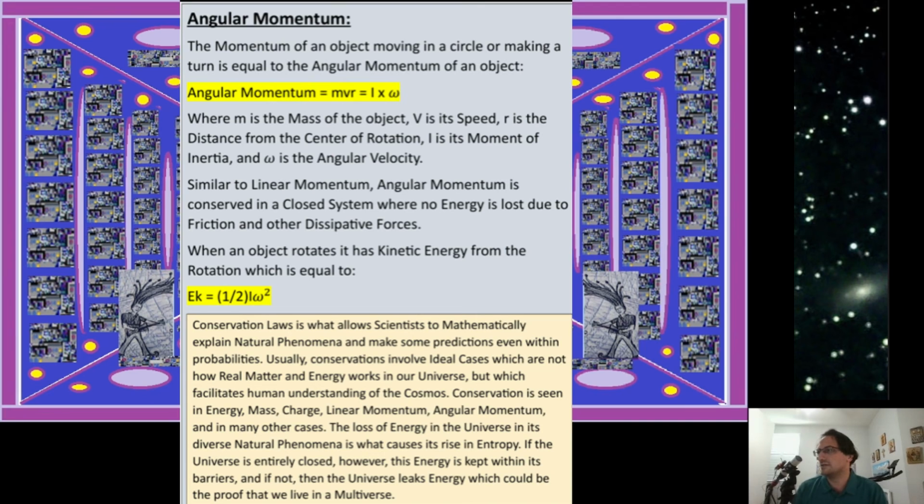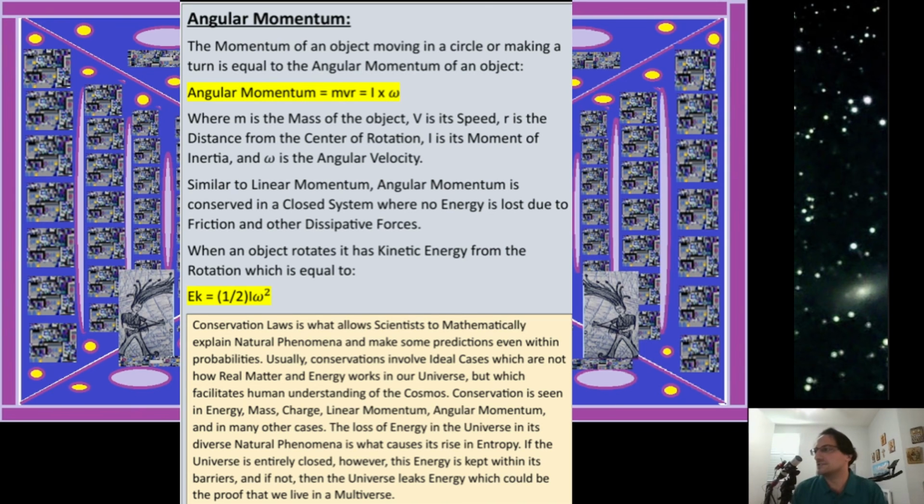Conservation laws are what allow scientists to mathematically explain natural phenomena and make some predictions, even within probabilities. Usually, conservations involve ideal cases, which are not how real matter and energy work in our universe, but which facilitate human understanding of the cosmos. Conservation is seen in energy, mass, charge, linear momentum, angular momentum, and in many other cases.